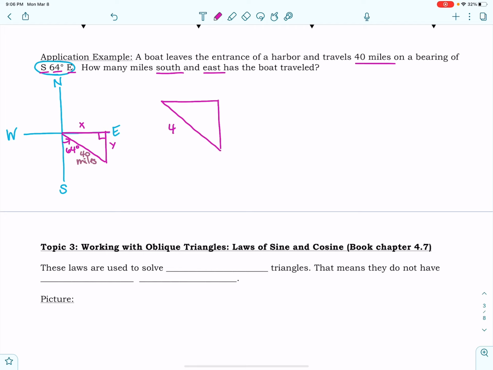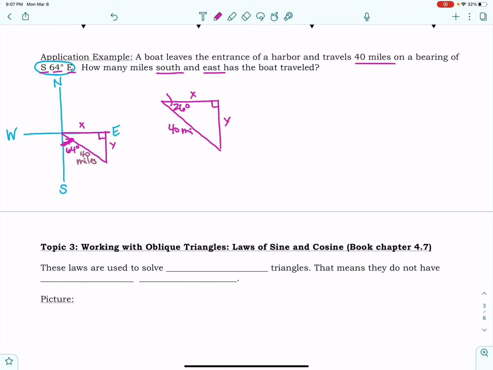I know this is 40 miles. And this right here is 64 degrees, which means this angle right here is going to be 90 minus 64. So that's going to be 26 degrees right there. Because remember, we've got to have two things that we know to use sine, cosine, or tangent.